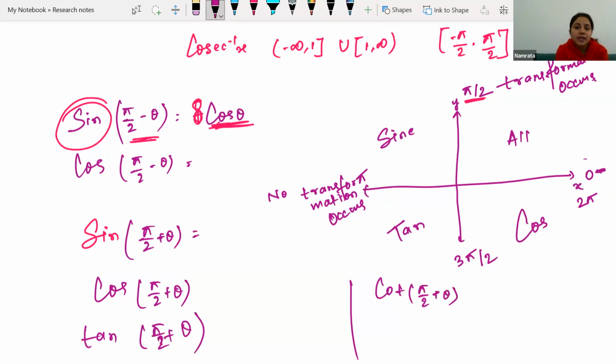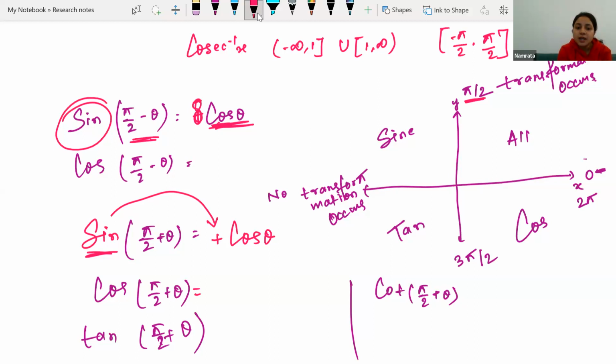So here sine pi by 2 plus theta comes in the second quadrant. Pi by 2 plus theta means more than pi by 2. It comes in the second quadrant, and in the second quadrant sine is positive. So whatever result the sine gives will be positive, because in the second quadrant sine is positive. Now pi by 2 plus theta, pi by 2 comes on the y-axis, and on the y-axis, as I have written there on the screen, transformation occurs. That means it will change to cos theta.